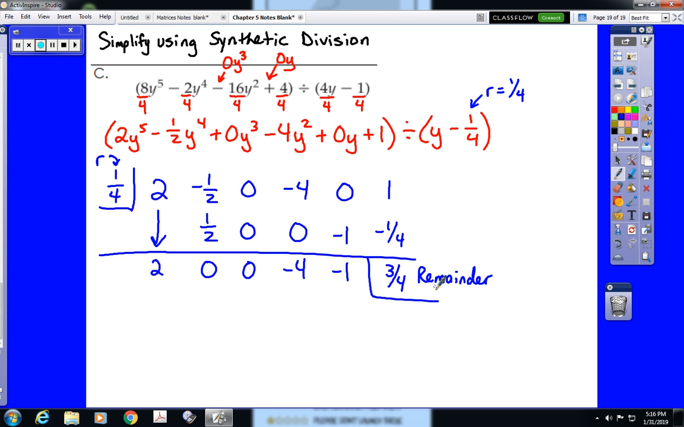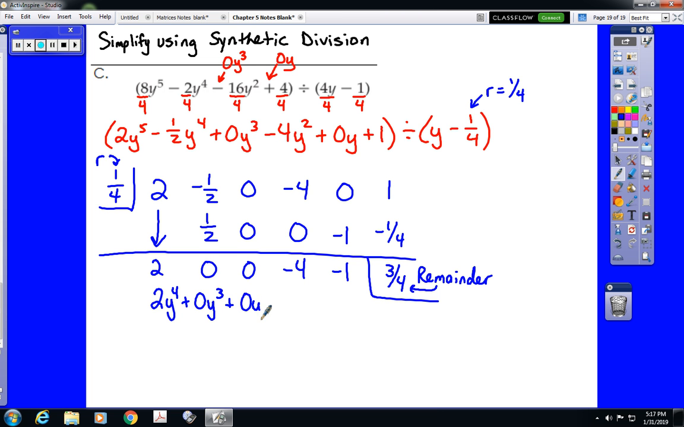So again, we're going to start off writing our answer with a y to the 4th attached to the first term, because that's 1 degree less. This is a degree 5, which is called a quintic. Our answer should be a degree 4 or a quartic equation. So that would be 2y to the 4th plus 0y to the 3rd plus 0y squared minus 4y minus 1 plus 3/4 divided by y minus 1/4. And again, we have to deal with that remainder.